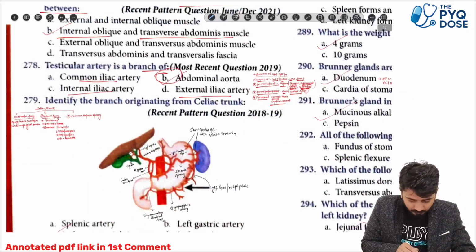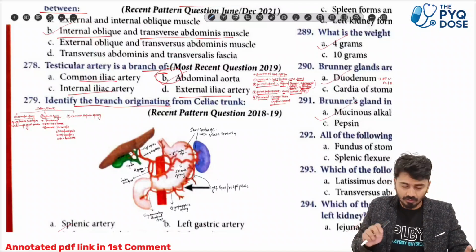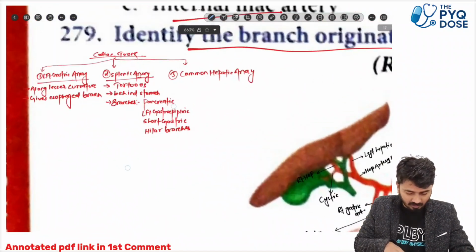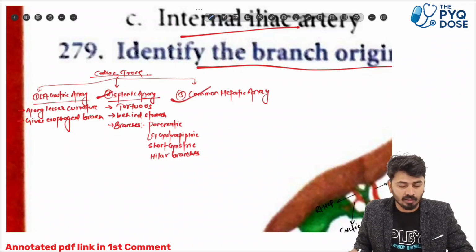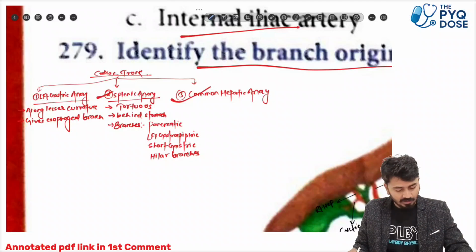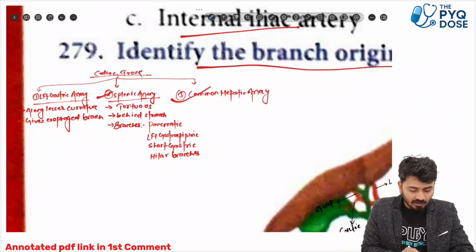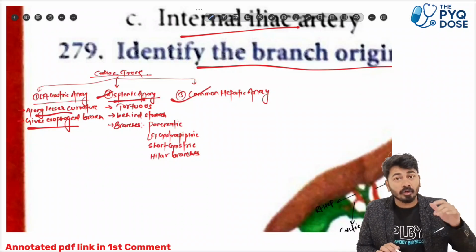Identify the branch originating from the celiac trunk. First, let's see the branches of the celiac trunk. There will be the left gastric artery, splenic artery, and common hepatic artery. The left gastric artery runs along the lesser curvature and gives an esophageal branch.